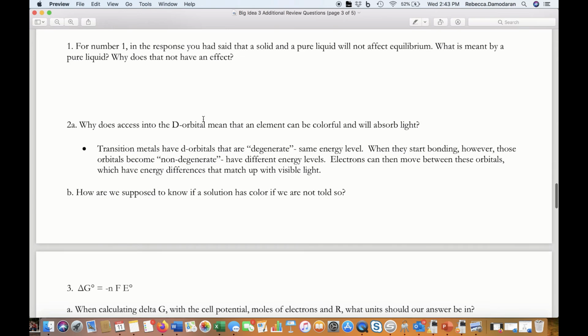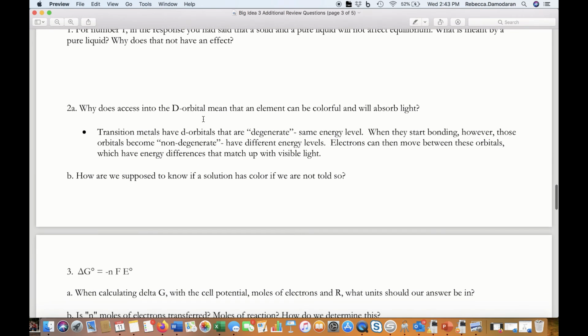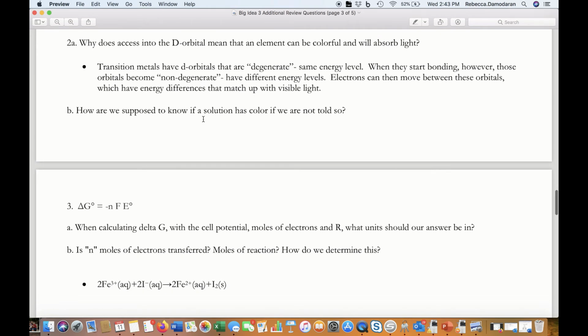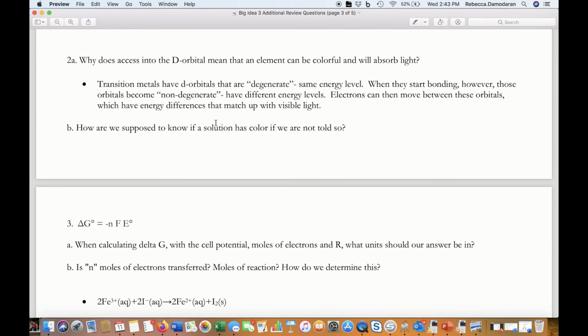We see those shifts when we are adding aqueous or gases or water, because we're diluting. Why does access into the d orbital mean an element can be colorful and will absorb light? All right, so a lot of your transition metals are actually going to be colorful when they form compounds, when they exist as compounds or they're dissolved in water.